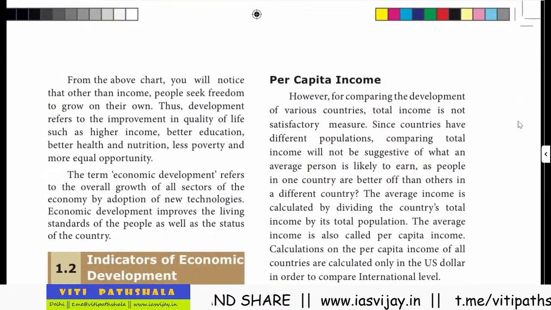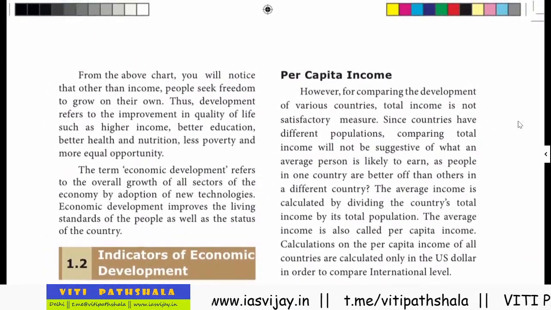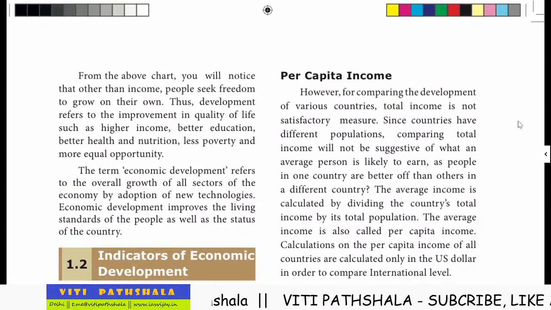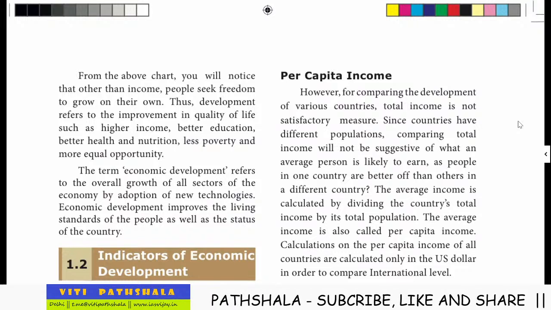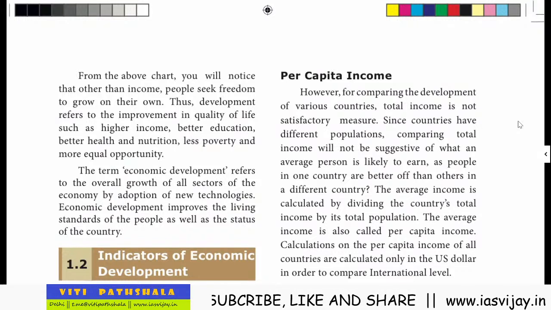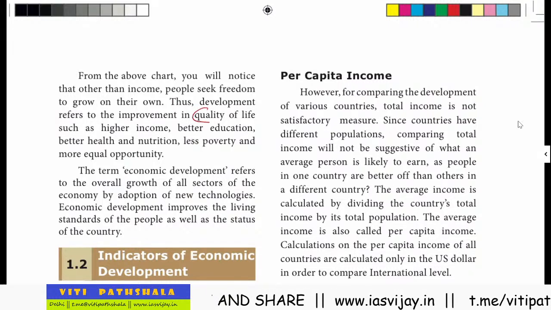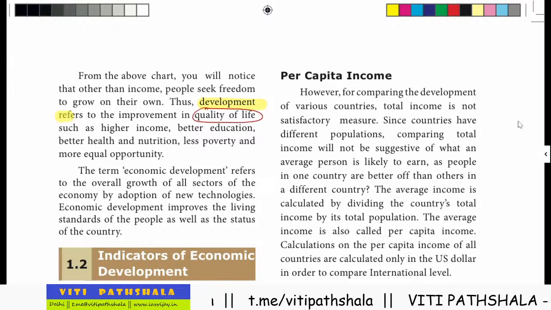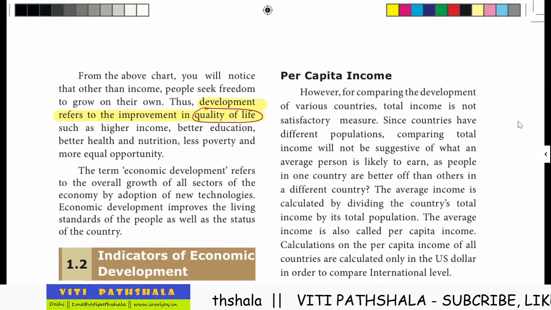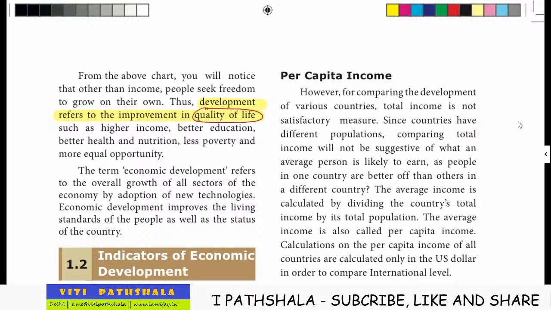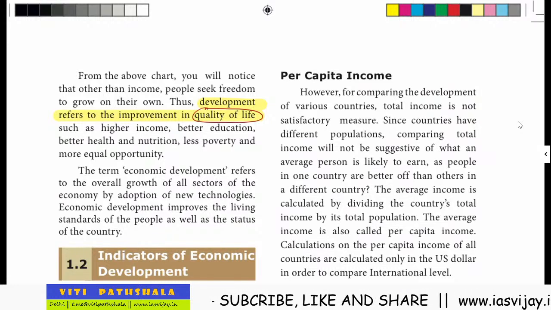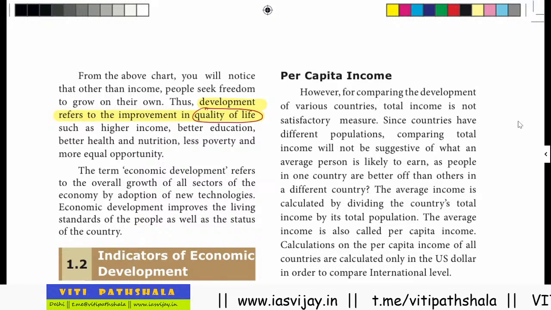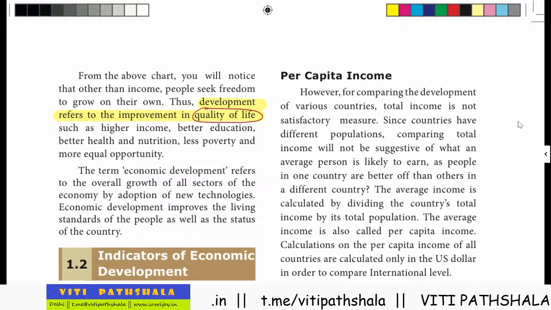From the above chart you will notice that other than income, people seek freedom to grow on their own. Thus, development refers to the improvement in the quality of life. So, what does development mean? Development means the improvement in the quality of life, such as higher income, better education, better health and nutrition, less poverty, and more equal opportunity.